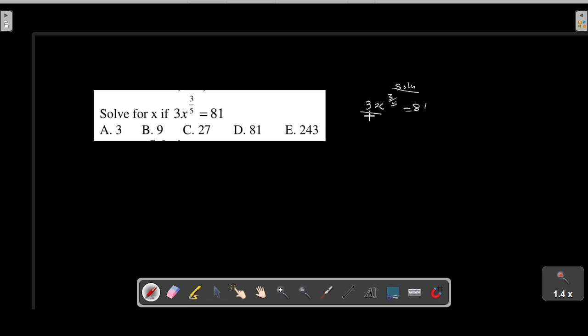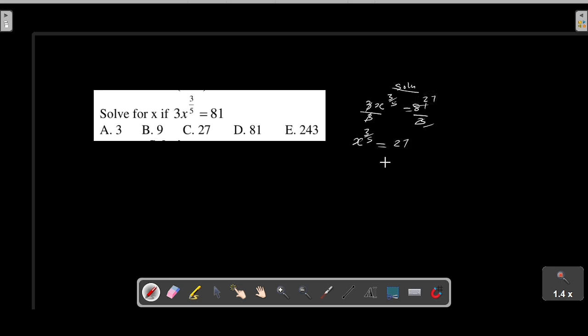So let's divide both sides by 3. Let's see what happens. This 3 cancels, so we have s with the power of 3 over 5 equal to, 3 into 81 is 27. So it means that we have 27 here.